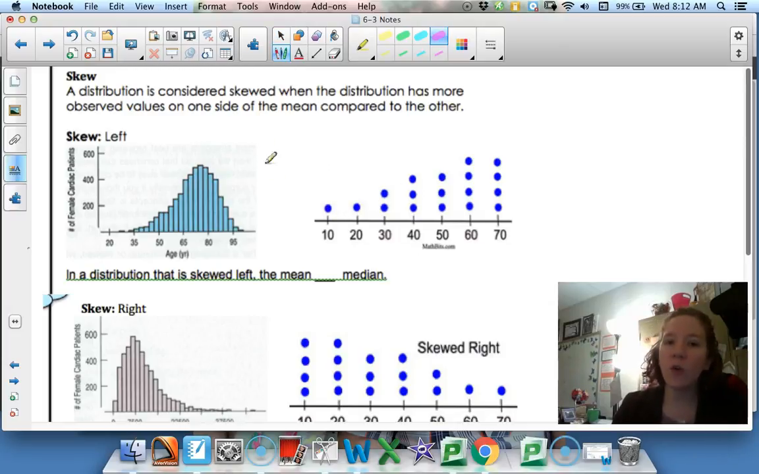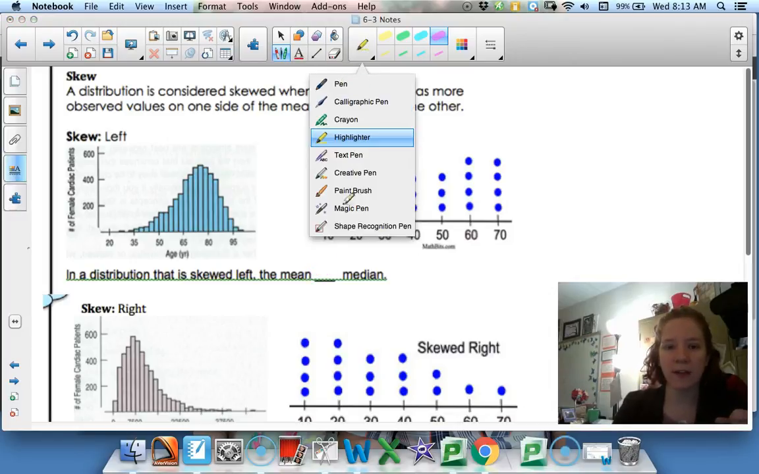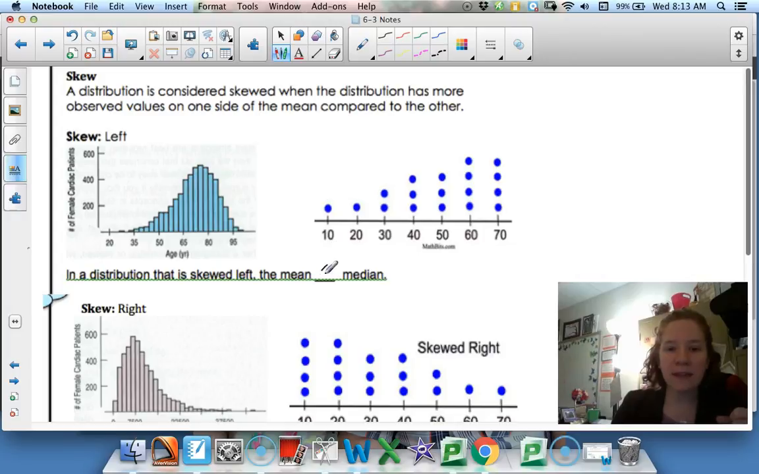One thing we can know about a data set, without calculating it, is that if you look at a data set and it is skewed left, so it's got a tail on the left, then the mean is probably going to be less than the median. Let's get a normal size pen here. The mean is going to be less than the median if it's skewed left. Left, less than. That's how I remember it.